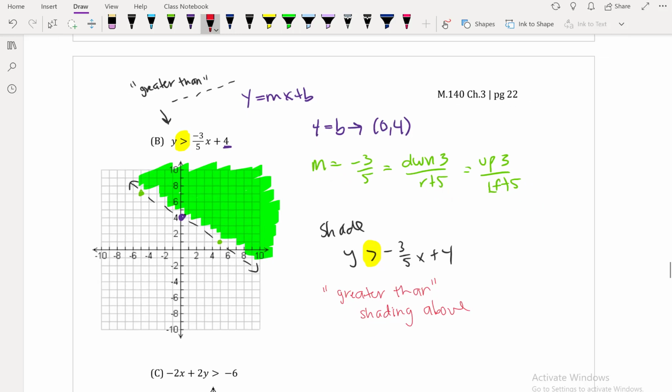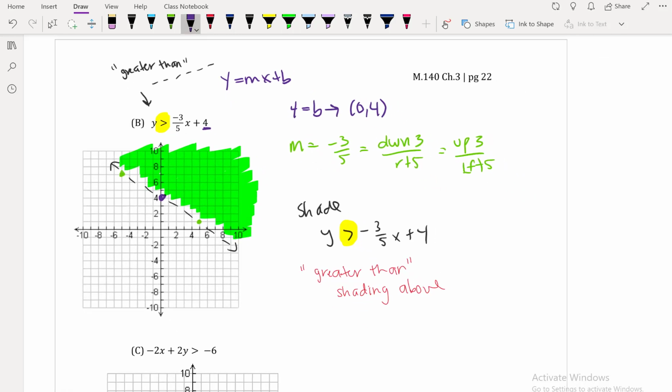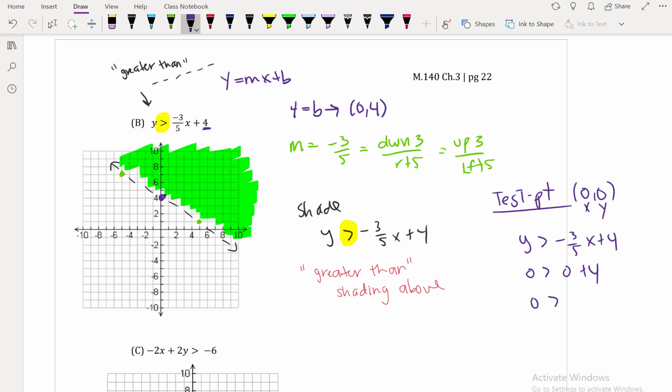And if you're like, wait a minute, that doesn't make any sense, well, you can do your test point again. So a good point sometimes is 0, 0, when x is 0 and when y is 0. So if I have y greater than negative 3/5 x plus 4, if you plug in 0, you would get 0 is greater than 4. That would be false. This is not true.